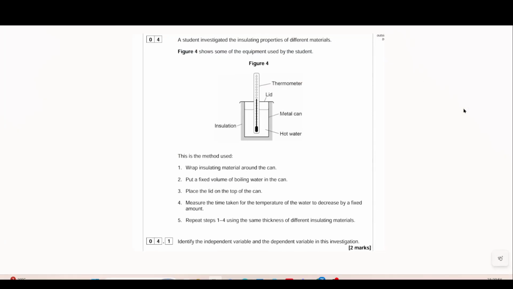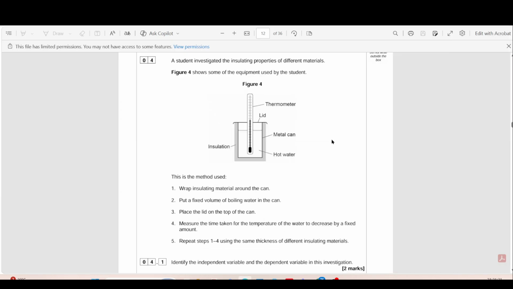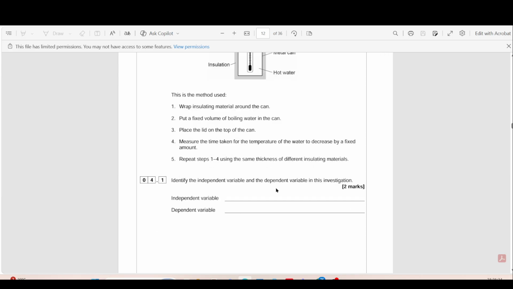The independent variable is the material used. Yes, exactly, insulating material. And the dependent is the time taken for temperature of water to decrease. Yes, so independent is the factor that you are changing, and dependent is the factor that you are measuring, which is changing because of what you are changing. Okay, so that's correct. Independent is material and dependent is time.